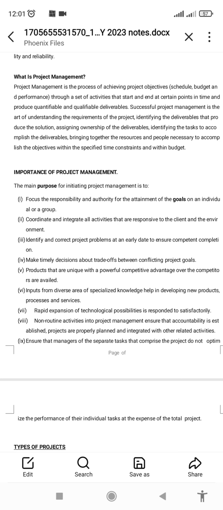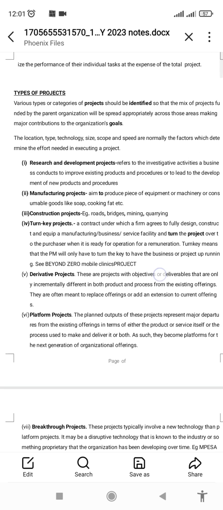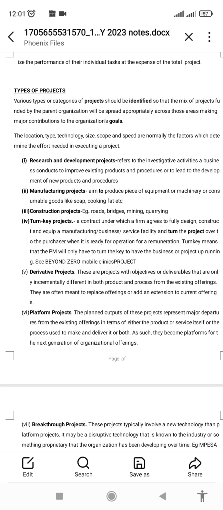Then thereafter, types of projects. So we have various and different types of project. The first one we'll talk on is research and development projects. So this refers to the investigative activities a business conducts to improve existing products and procedures or to lead to the development of new products and procedures. Then next, manufacturing projects.